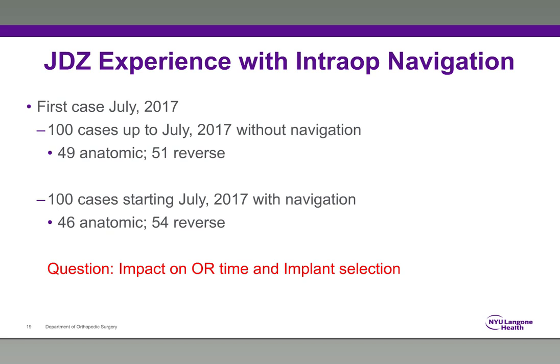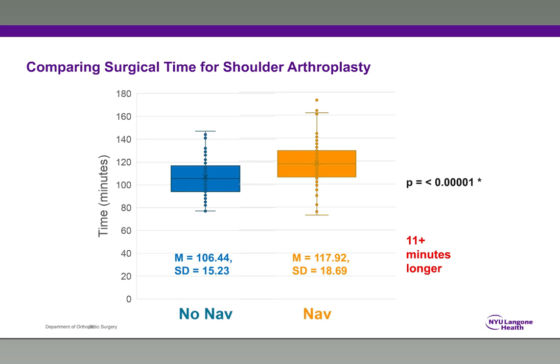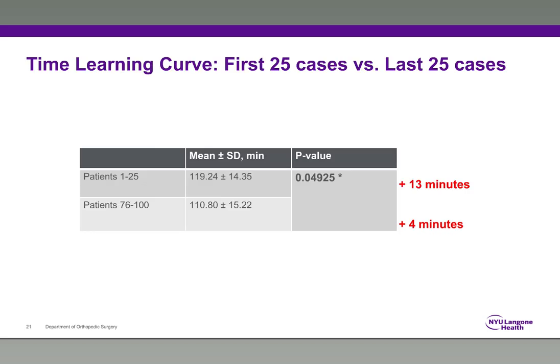The question I had on this learning curve study was, what was the impact on my OR time, and what about implant selection now that I could more precisely understand glenoid anatomy and place the glenoid component in position? You can see from this slide that without navigation, those 100 cases, the mean time was 106 minutes. With navigation in those 100, it increased 11 minutes to 117. Not a tremendous amount of time, but certainly about 10 minutes longer per procedure.